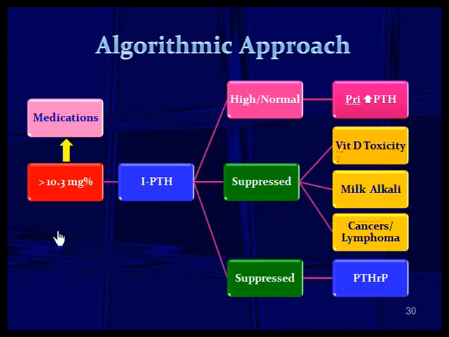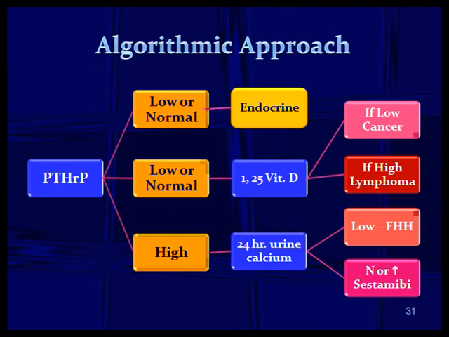So, if the patient's serum calcium is more than 10.3, we take a history related to the medications and then rule out those causes. Then we order for IPTH. If IPTH is high or normal, we are dealing with primary hyperparathyroidism. Ask for a nuclear scan of the parathyroid. If the IPTH is suppressed, we are dealing probably with vitamin D toxicity, milk alkali syndrome, or some hidden malignancies or lymphoma, in which case we need to order parathyroid hormone related peptide. Let us see the next slide in the algorithm.